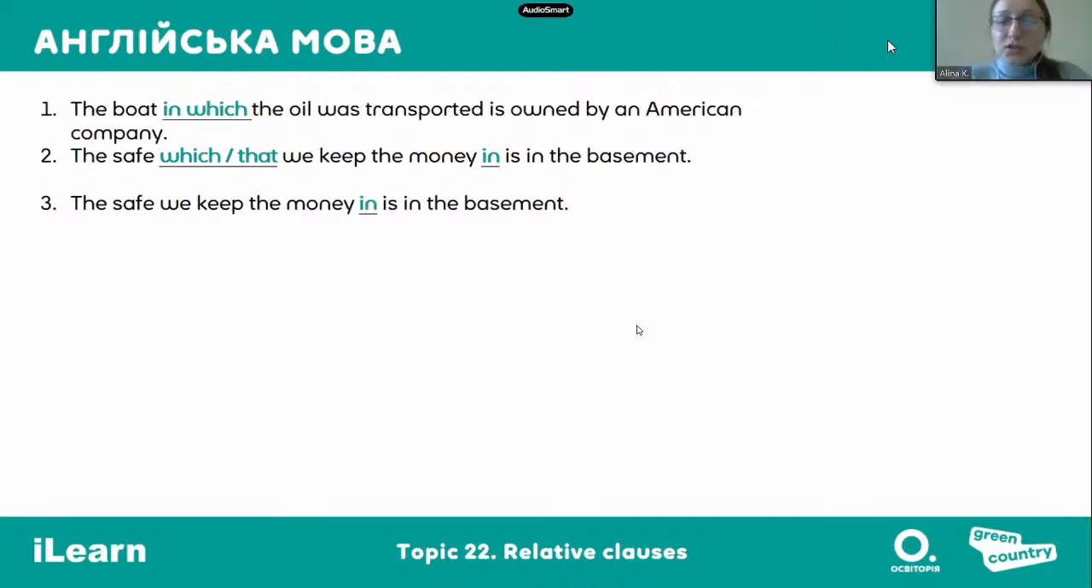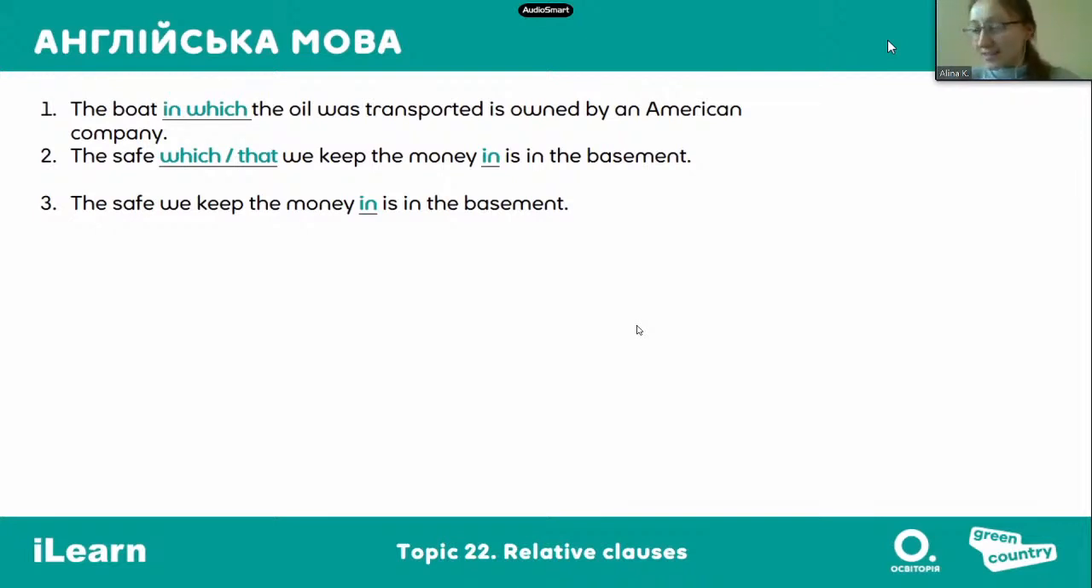The boat in which the oil was transferred is owned by an American company. Number 2, the safe which we keep the money in is in the basement. Це в нас підвал. And number 3, the safe we keep the money in is in the basement. What do you think? Are these sentences correct? If not, then which sentence is not correct? What do you think? По факту вони дуже схожі, так?